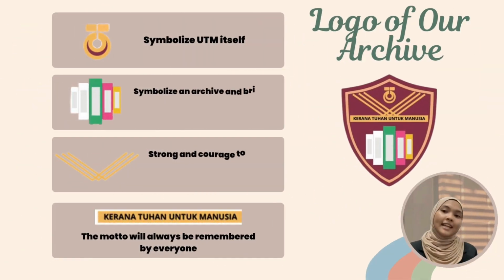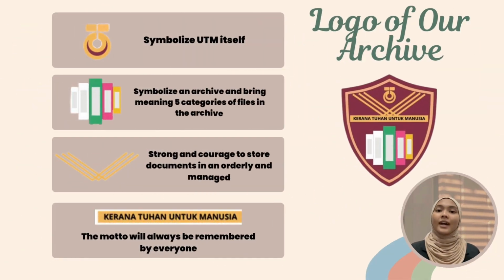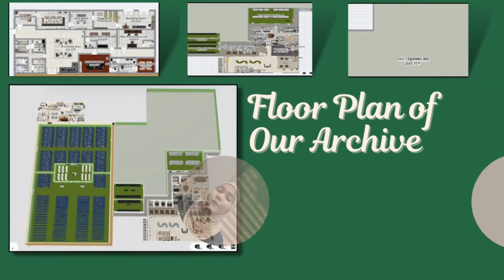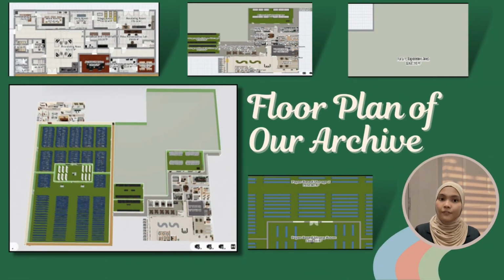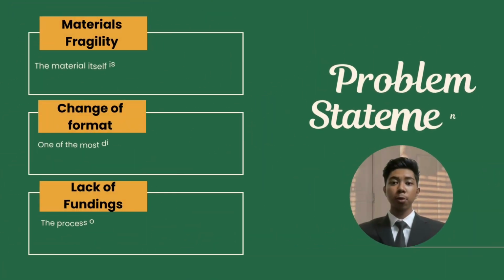As you can see, this is our logo of Tan Sri Ainuddin Wahid Archive and the meaning of each element. Now we move to the floor plan of our archive, which has 4 main areas: public areas, staff areas, storage area and processing area. Next, we move to the problem statement.